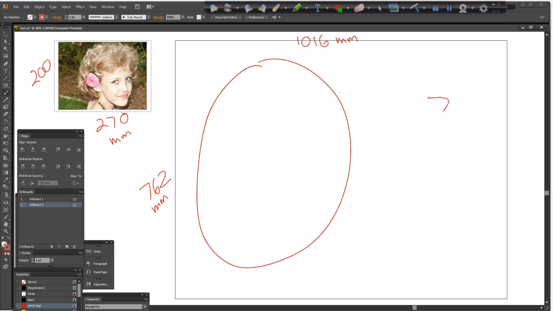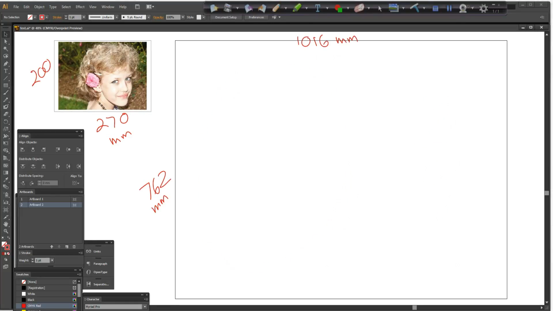Now what I want to do is end up putting the face of the child on this side of the canvas, so I've got a whole lot of spare space over here. It'll just make a nice composition, but I need to work out how I'm going to do that.